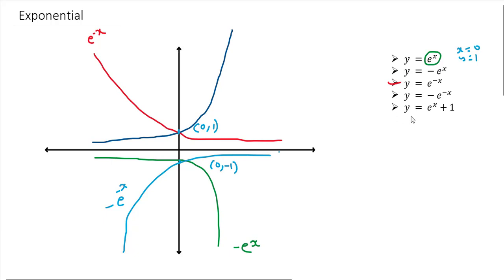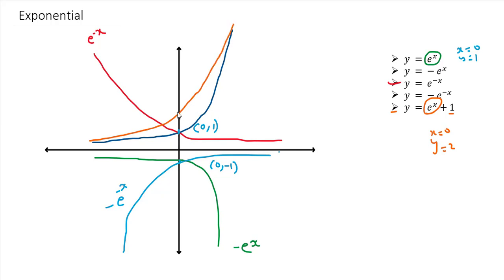Let us now see how to plot the fifth equation, which is y equal to e raised to x plus 1. If we put x equal to 0 in this equation, what will we get? This portion will become equal to 1 and this is 1. So the value of y will become equal to 2. So what will happen? Your graph will shift upwards. So it will look like this. The point at which your graph will cut the y-axis will be (0, 2). So this will be the coordinate of this point.